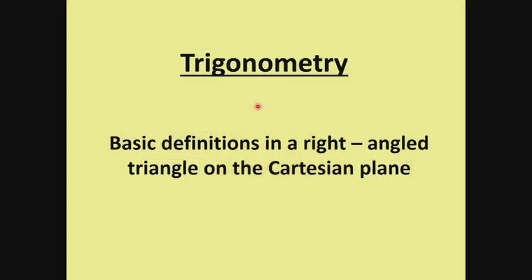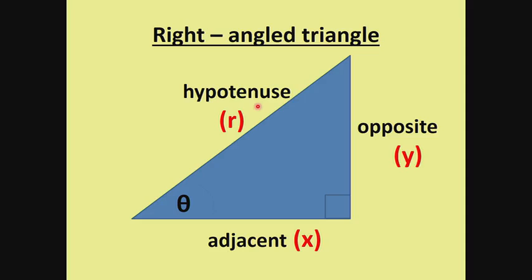In trigonometry, you will start off with the basic definitions, especially in a right angle triangle, and obviously that is on the Cartesian plane. By now, you should be quite familiar with the right angle. Important when it comes to the right angle triangle is that we have an angle. In this case, we talk about theta, it can be alpha, it can be beta. Remember, it just represents the name of the angle.